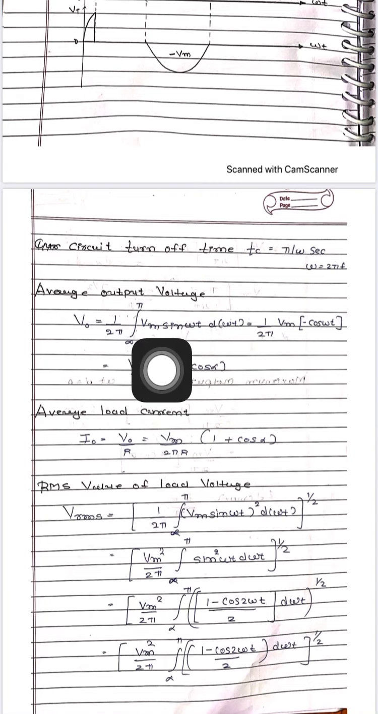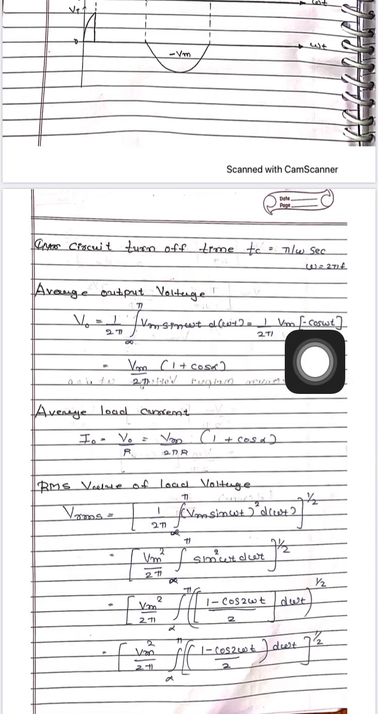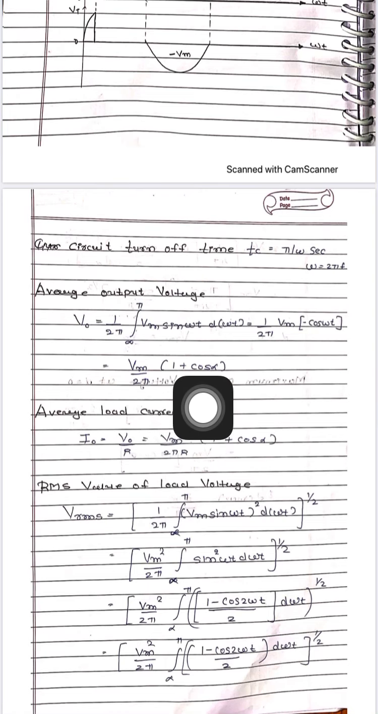So, 1 by 2 pi, right, alpha to pi. We consider Vm as common. So Vm by 2 pi times the integration of sin, that is minus cos omega t, from alpha to pi. Evaluating minus cos omega t from alpha to pi, we get Vm by 2 pi, right, times 1 plus cos alpha.